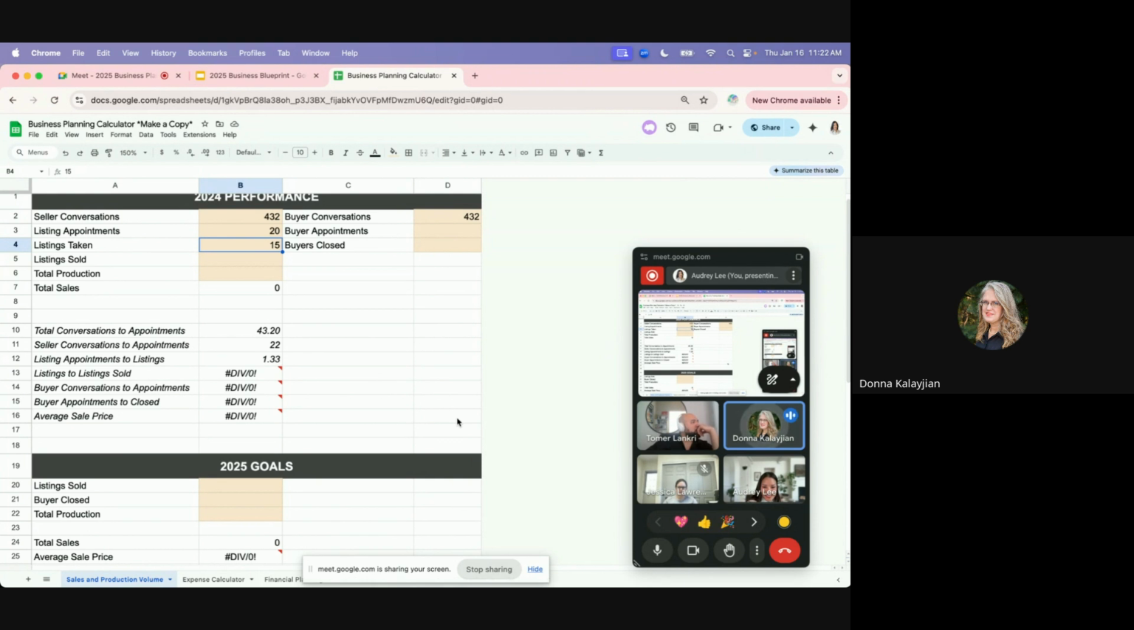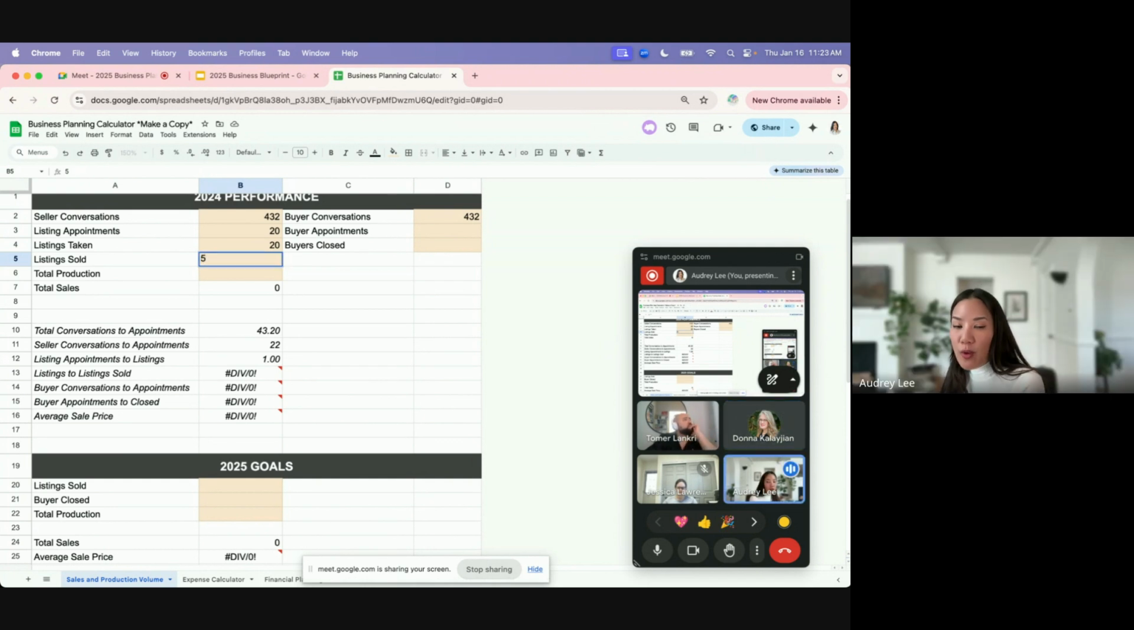Last year I took 20 new listings and I sold 5 of my own listings. I don't know how many of other people's listings I sold, but we don't put that in yet, do we? Well, those are your buyer representations, right? So can you see how many buyers you closed?